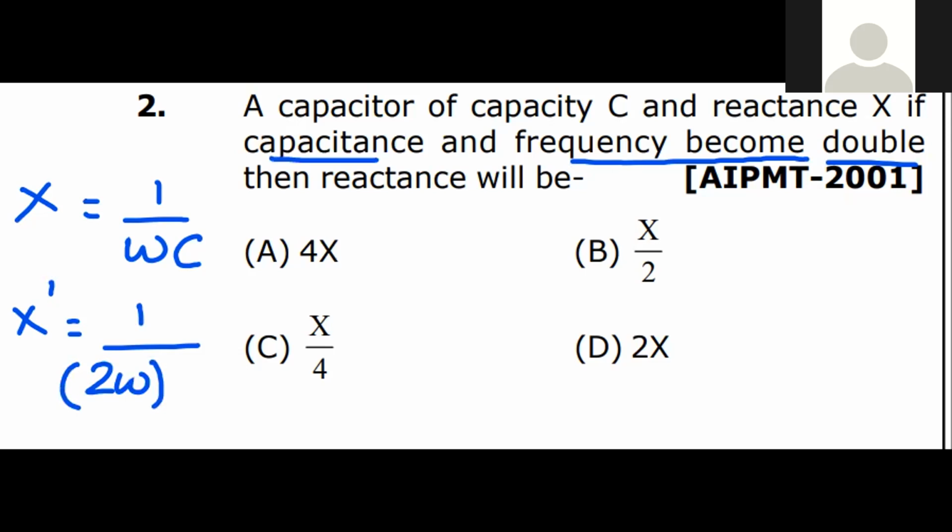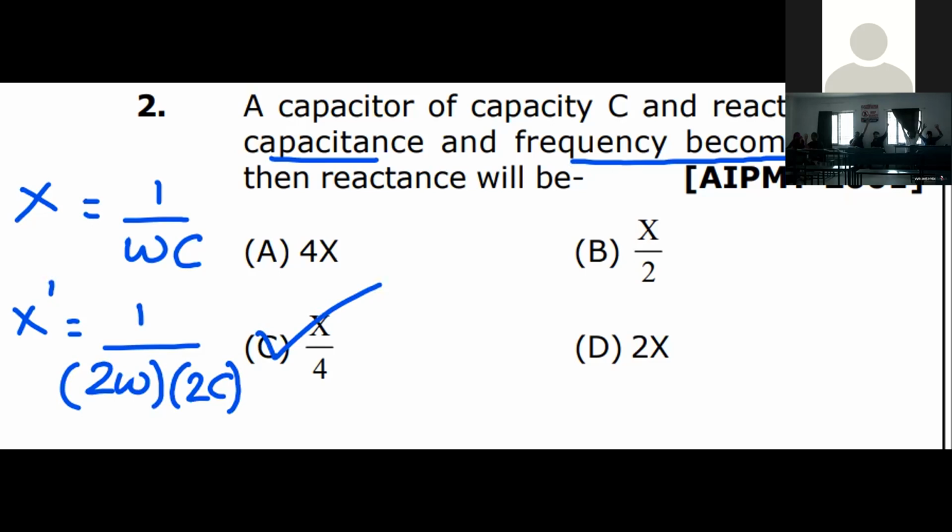Capacitance is also doubled. So new capacitance becomes 2c times. Yes or no? Yes, sir. What is the answer, beta? X by 4. The answer is x by 4. Can I have raised hands from everyone in the class that we understand this?